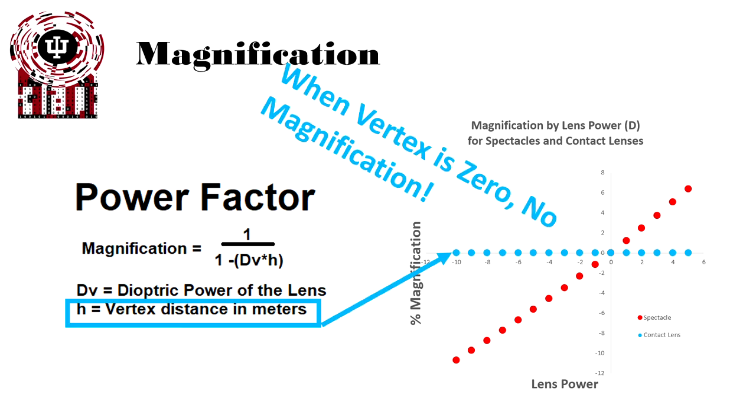It's also important to note that when the vertex distance is 0, there is effectively no change in the magnification one way or the other. And this is why contact lenses are oftentimes used for a lot of anisometropic situations. But that's also true for IOLs as well as for refractive surgery, as they have 0 or near 0 vertex distance.